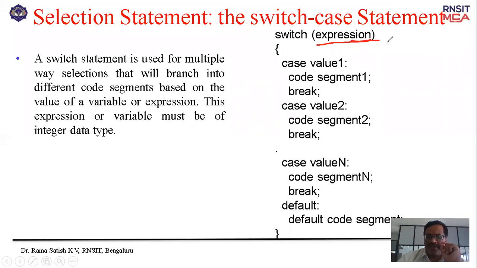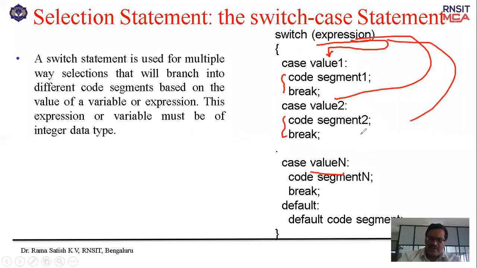If this expression returns value 1, then these two statements are going to execute. If it returns value 2, then these two statements execute. Similarly, you can write any number of values. Finally, if it returns value n, it will execute this segment. If none of the values match this expression, then the default is going to work.